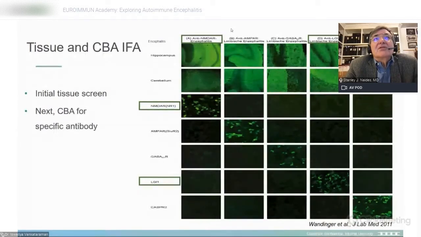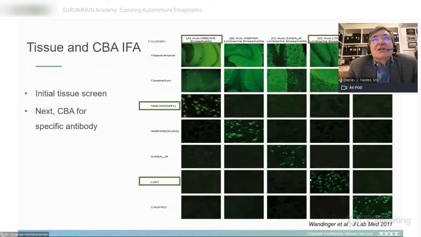And so one then suspects that there's a synaptic membrane target given the distribution. And so one then does a cell-based assay mosaic. And you can see that, as you see at the pointer, the NMDAR1 antibody case lights up the NMDAR1 transfected HEK293 cells, but not the other cells in that row that are part of the mosaic. So you have an internal negative control for the assay. The same you can see for LGI1.